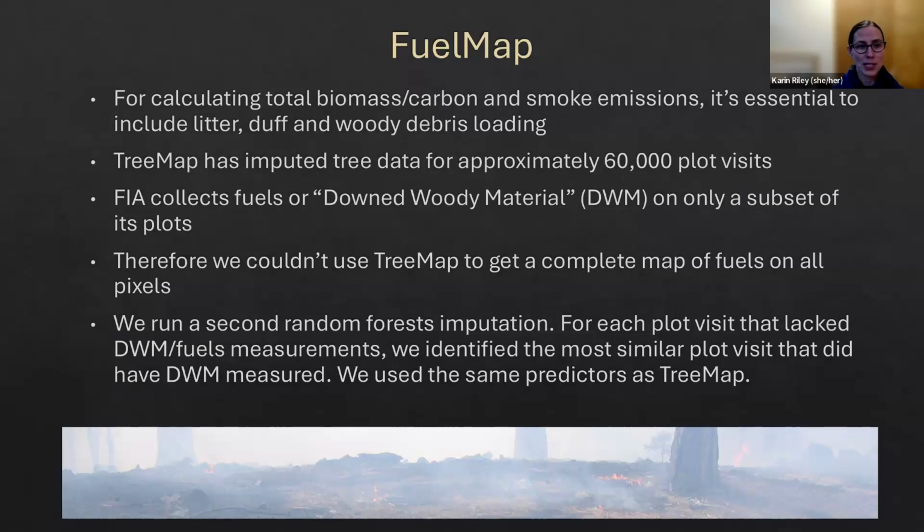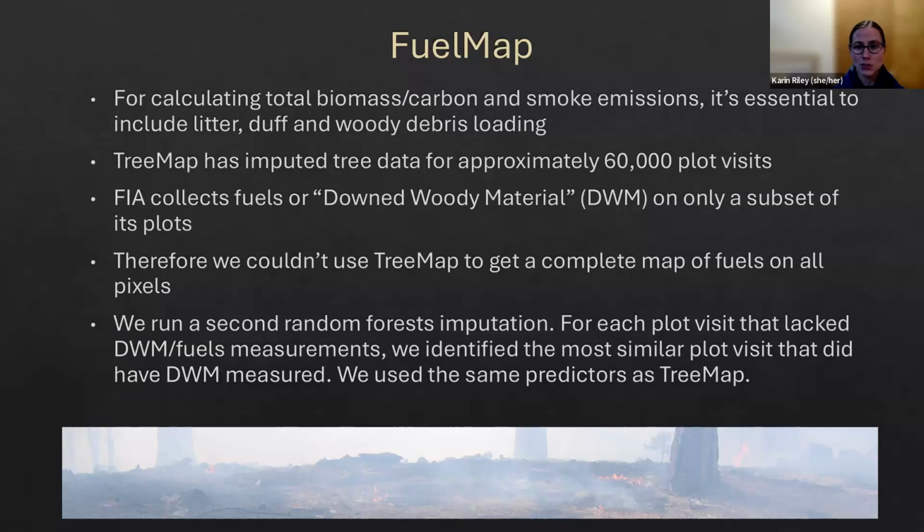So what we realized we needed here is we ran a second random forest imputation, super similar to the one I just told you about. It's the same list of predictors and the same way that we've implemented random forests. But what it's doing is it's looking at the list of plots that have the DWM and fuels measurements. That's how we train the model. Then we take any plots that are missing those measurements and feed them through the random forest model.